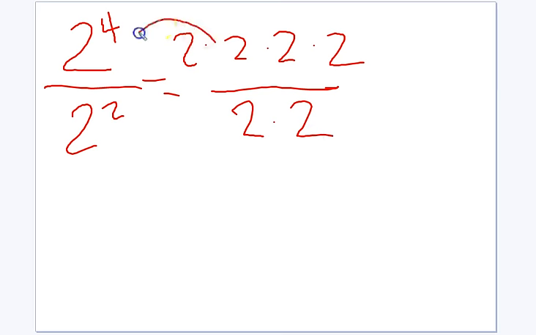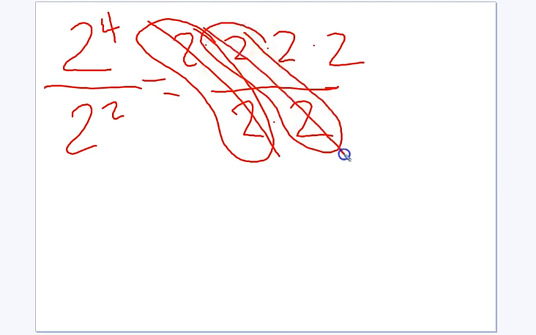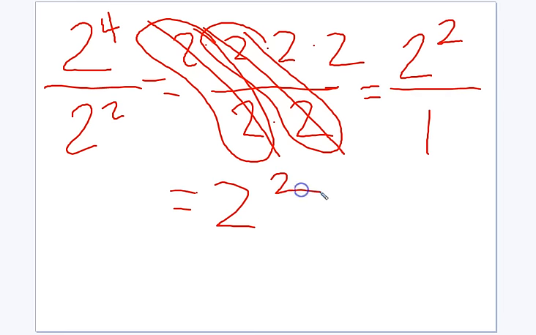Now, 2 divided by 2 equals 1. And when you multiply 1 by something, it's just itself. So essentially these cancel out, because multiplying by 1 cancels out. 2 over 2 is 1. It cancels out, which leaves you with 2 times 2, which is 2 squared. And on the bottom, we've canceled out to 1. So that equals 2 squared. Okay? Let's try that again with variables.